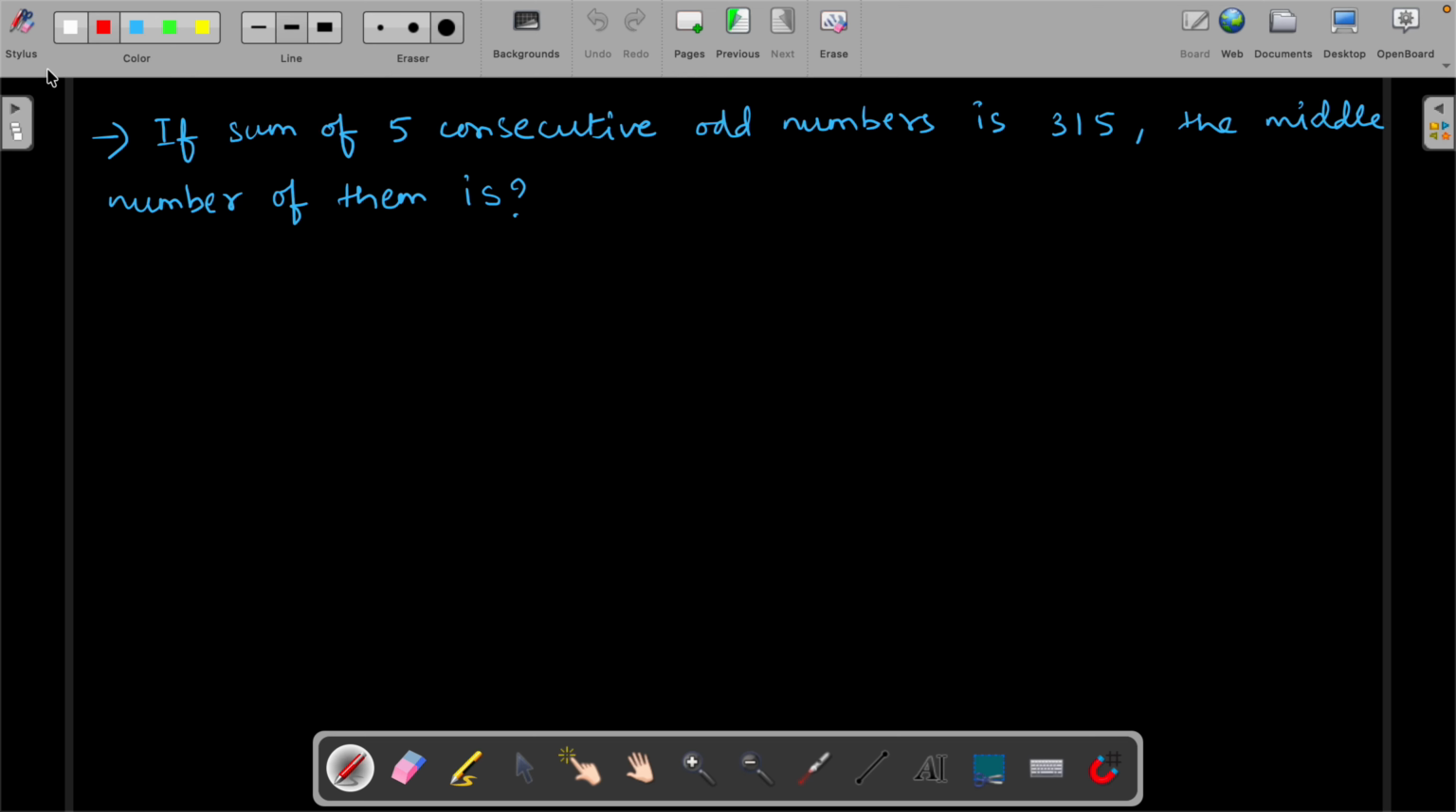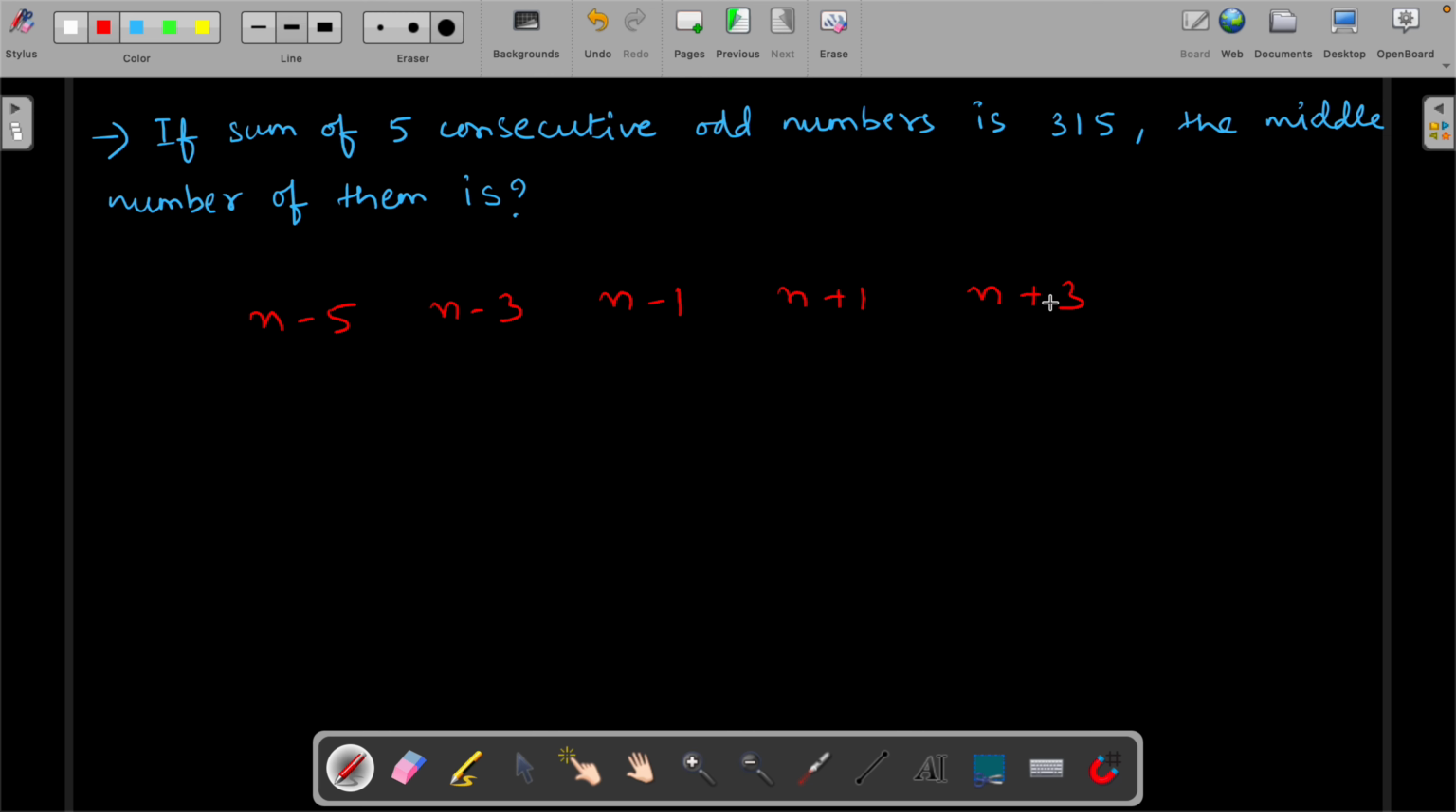First, let us assume 5 consecutive odd numbers. To make the problem easy, we will assume the 5 consecutive odd numbers as n minus 5, n minus 3, n minus 1, n plus 1, n plus 3.